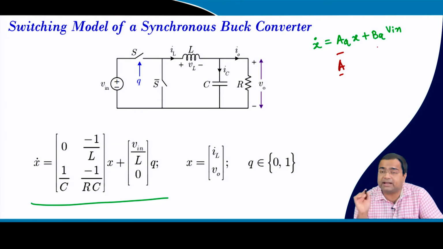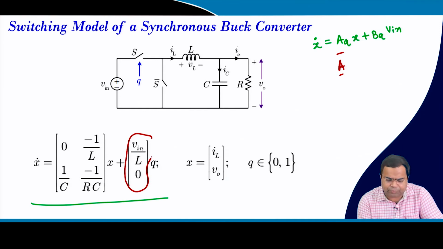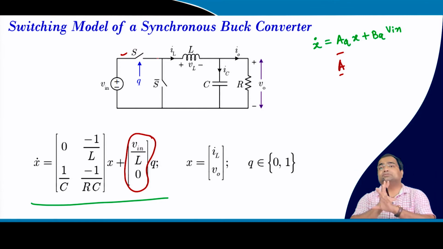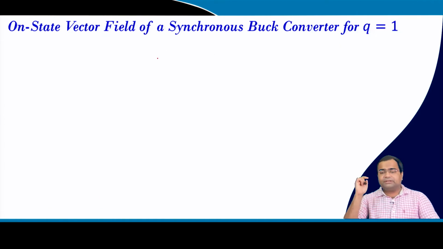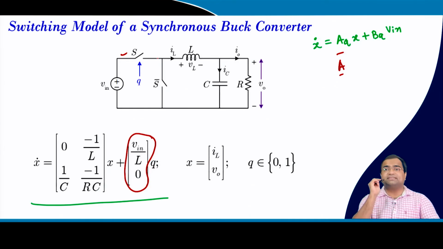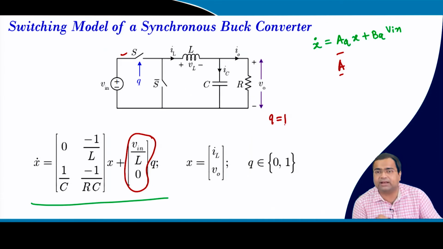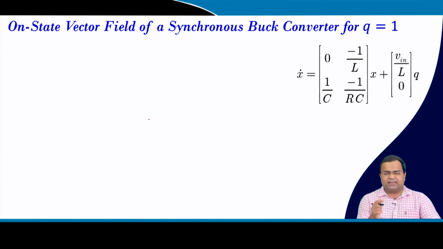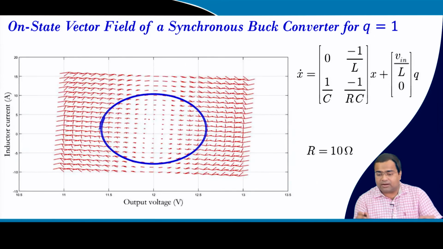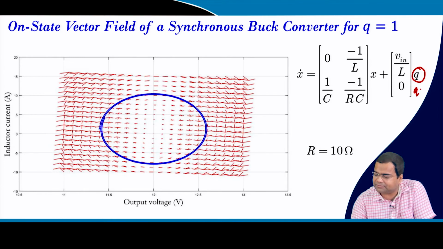But the B matrix is different, because in the buck converter, if the switch is on, the input is connected, and if the switch is off, the input is disconnected. So the input matrix is totally discontinuous, and you get a discontinuous vector field. Now, if you take only one state trajectory, for this model, if you take q equal to 1, the input is connected, and you can substitute q equal to 1 here.